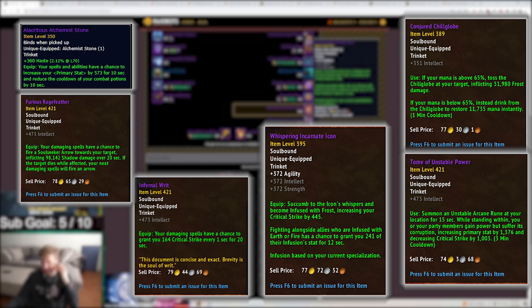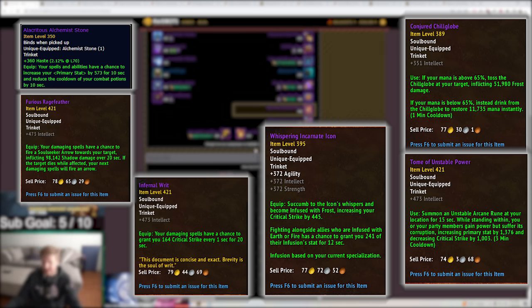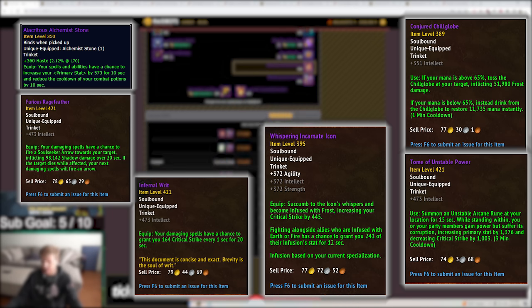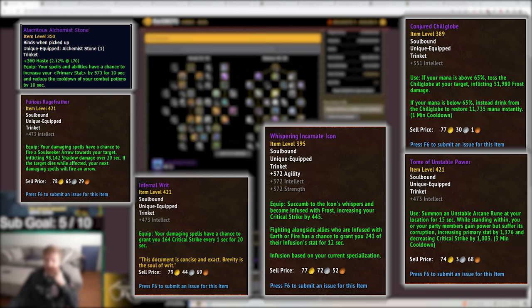For AoE, Whispering Incarnate Icon is still very, very powerful, so we're definitely looking to have that, at least in its current state. And then obviously other passive stat proc trinkets. Alchemist Stone looks fairly solid. Infernal Writ's not bad. This is from Court of Stars. Conjured Chill Globe's still not terrible.